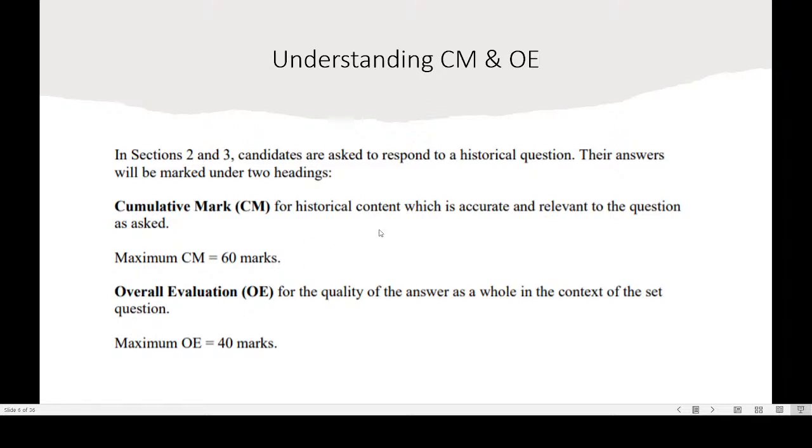As you can see, this is a snippet from the Leaving Cert marking scheme. We're going to break that down into a little bit more student-friendly language and look at what that actually means for you guys as the students. The cumulative mark, or CM, as I'm going to refer to it from this point forward, looks for historical content that's accurate and relevant to the question asked. You're going to get 60 marks for your CM, while your overall evaluation is for the general quality of the answer in context of the set question, and you're going to get 40 marks for that. We're going to break them down in a little bit more detail.